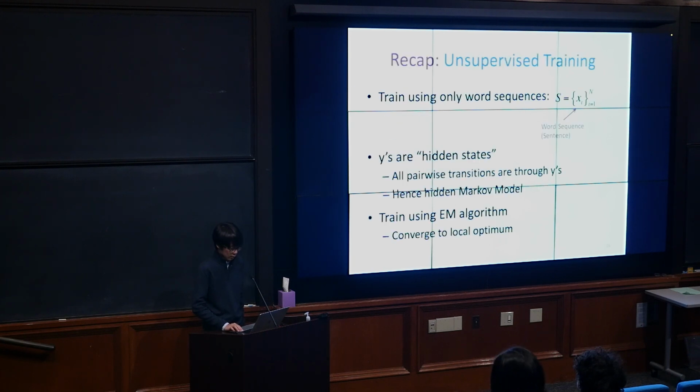So that's it. That's all of unsupervised training for HMMs. Again, I hope I explained it better this time because I wasn't rushing through it in 10 minutes. Now we can train an HMM just based on word sequences. The Y's themselves are hidden states, and all the pairwise transitions are through the Y's. We can train this using the EM algorithm and converge to some local optima, just given our training data.